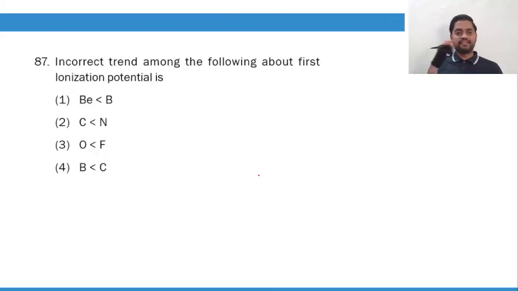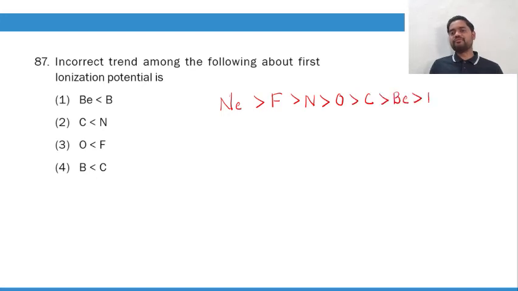Okay, 87. Incorrect trend among the following about the first ionization enthalpy. So if I want to know the ionization enthalpy trend from maximum to minimum, we know that the first ones come from the second period. They all belong to what? Second period. Neon, then comes fluorine, then comes nitrogen, then comes oxygen, then comes carbon, then comes beryllium, then comes boron, and the least one is lithium.